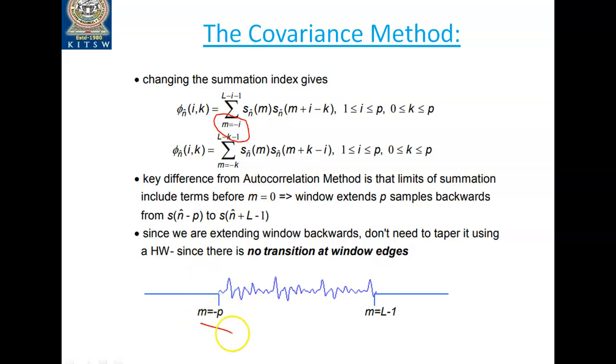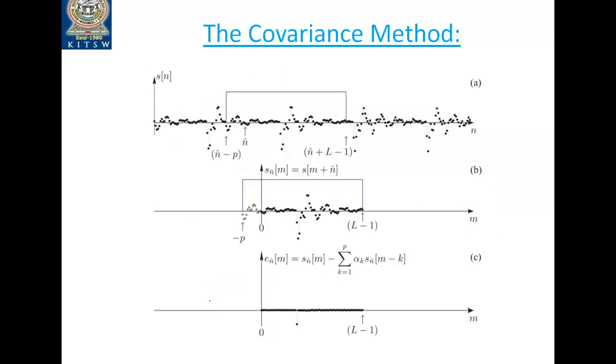So here m equals minus p to m equals L minus 1, where p is the order of the sample. How many previous samples you can take depends upon the value of p. For example, if you take p equal to 4, that means 4 immediate past values of the sample, and we are going to analyze the current samples with the data that is already available to us. So this is the way we approach the covariance method.